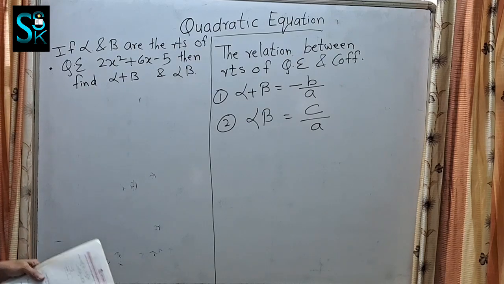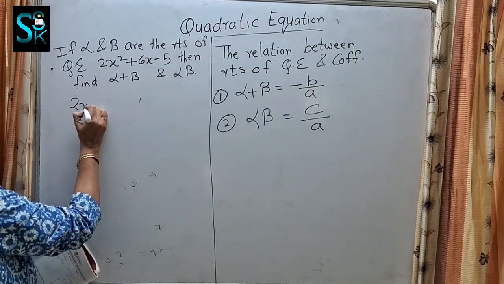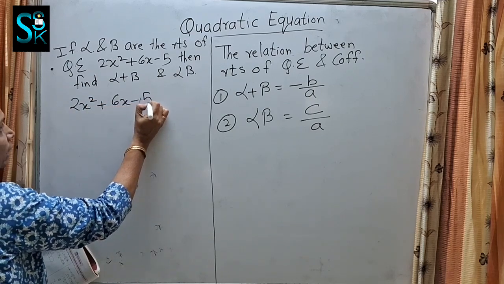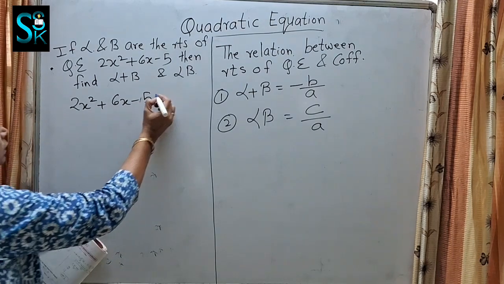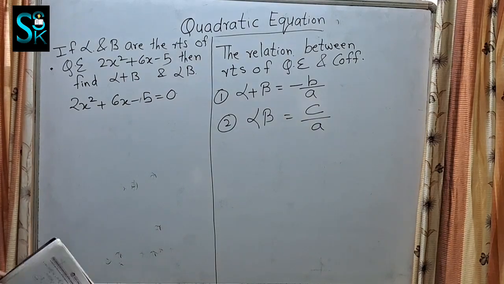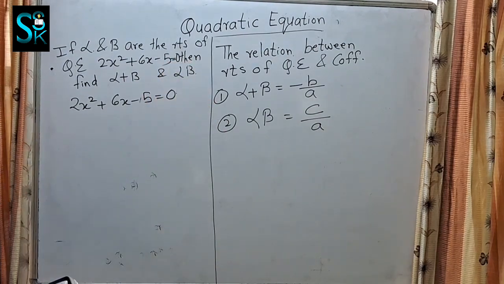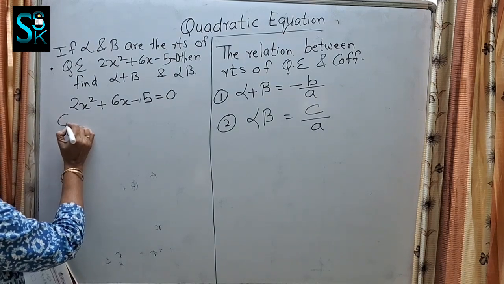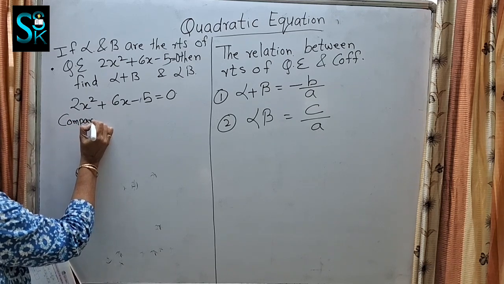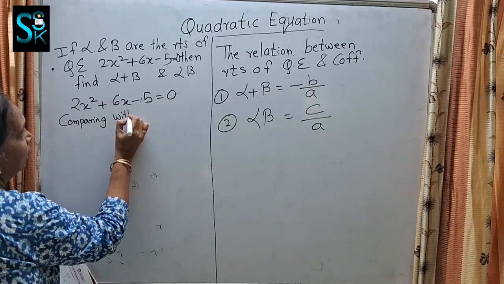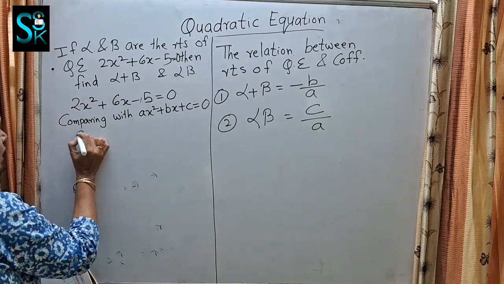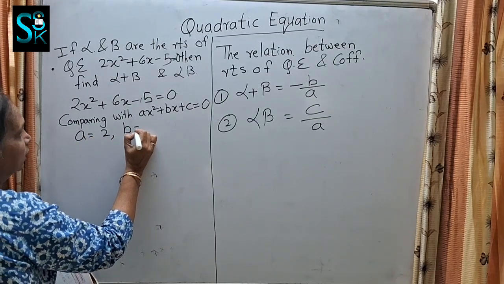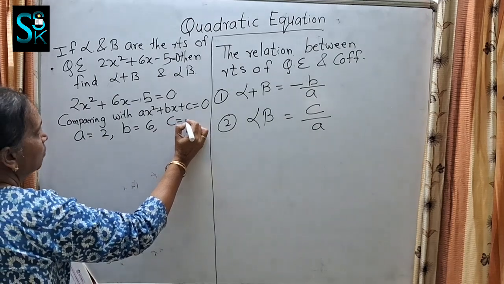Okay. So again, you are going to write the quadratic equation 2x square plus 6x minus 5. Yes, you are going to see that it is in the standard form. Is equal to 0. 2x square plus 6x minus 5 is equal to 0. So then you are just going to write comparing with ax square plus bx plus c is equal to 0. A is nothing but 2, b is nothing but 6, c is nothing but minus 5.